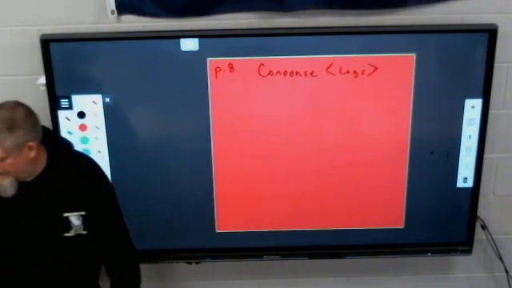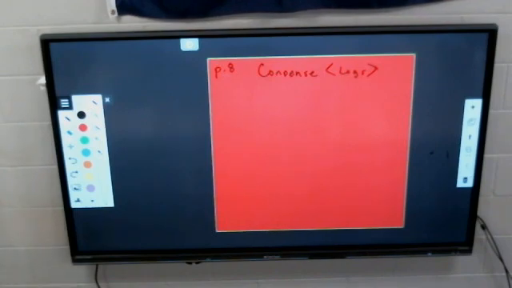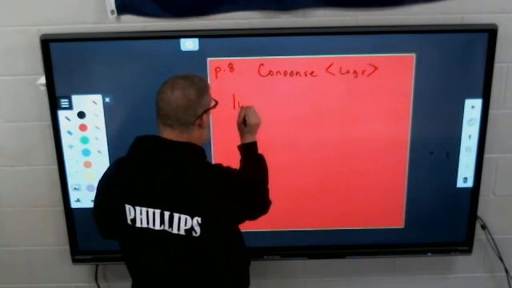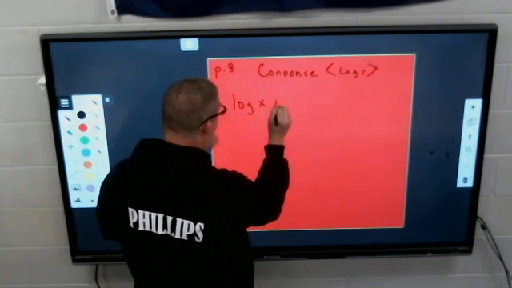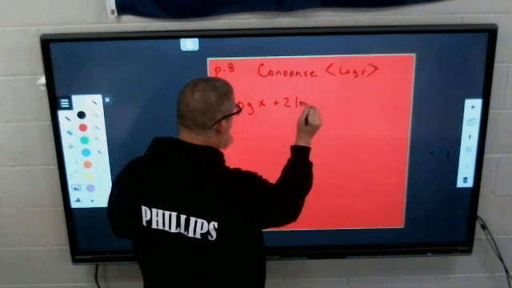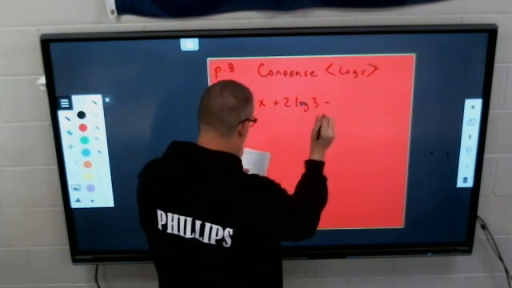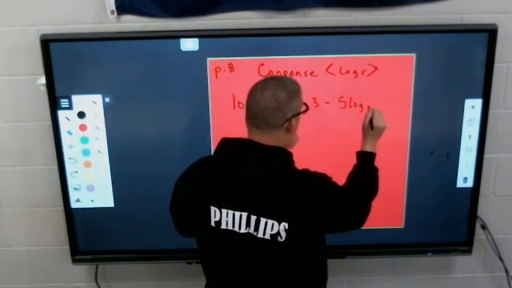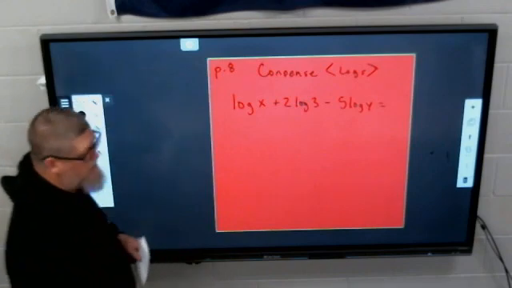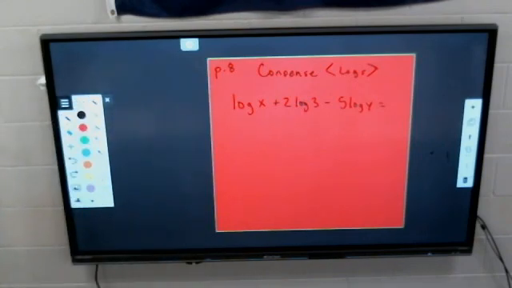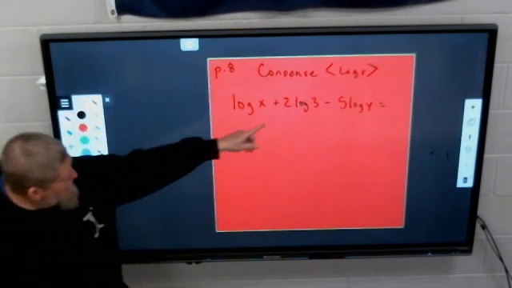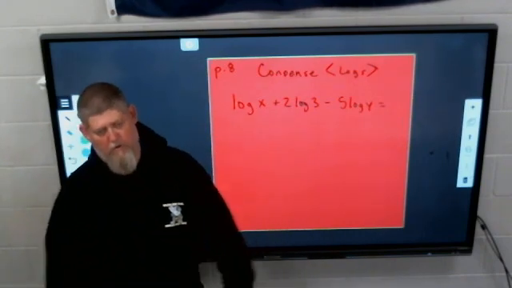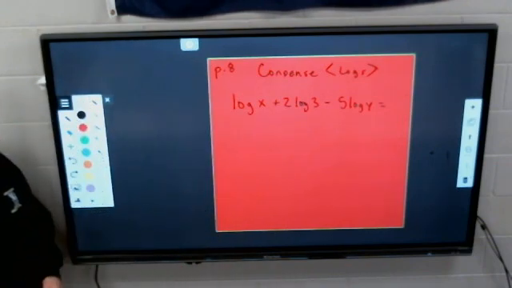So let me take the example out of my notes. It should be on your last page, page 8. All right, here we go. Try this one: log of x plus 2 log of 3 minus 5 log of y equals. Remember your rules. If it's a minus sign, where does it go? If it's being added, where does it go? Think about those product, quotient, power rules.